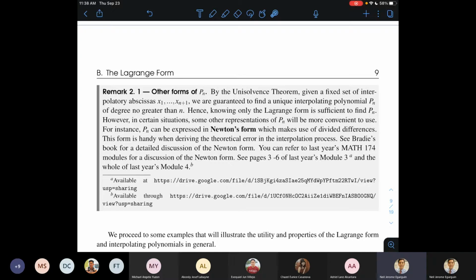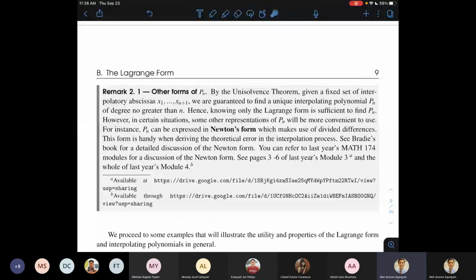Anyway, it doesn't matter if I use the Lagrange form or the Newton form. It is always guaranteed by the Unisolvence Theorem that I will get the same interpolating polynomial after simplification for the same set of abscissas. Okay, so it doesn't matter which one you use.